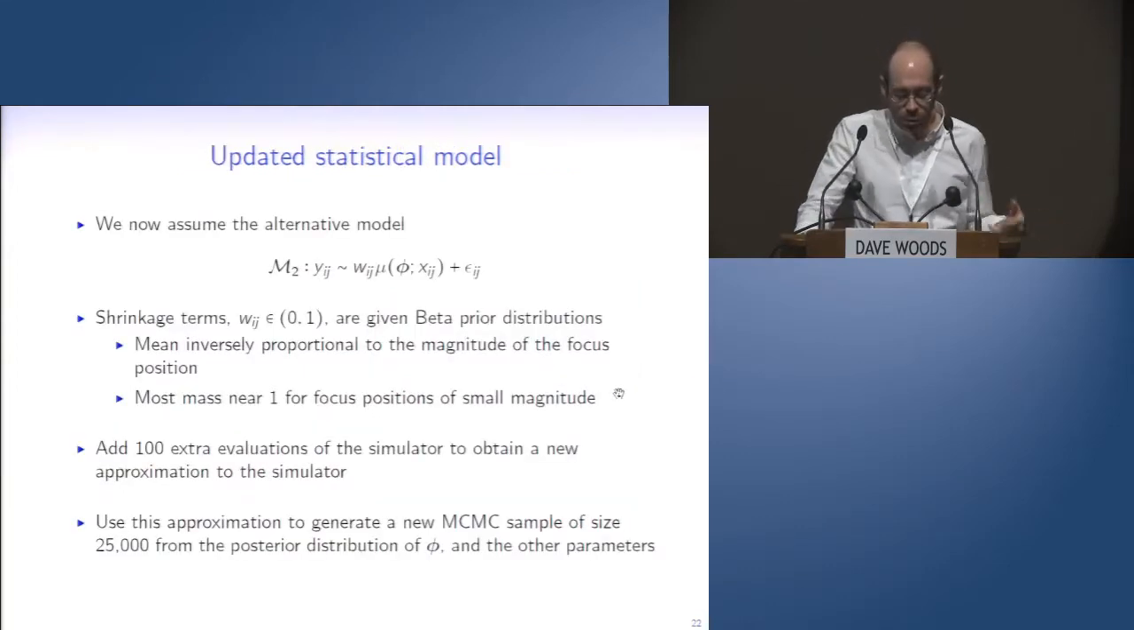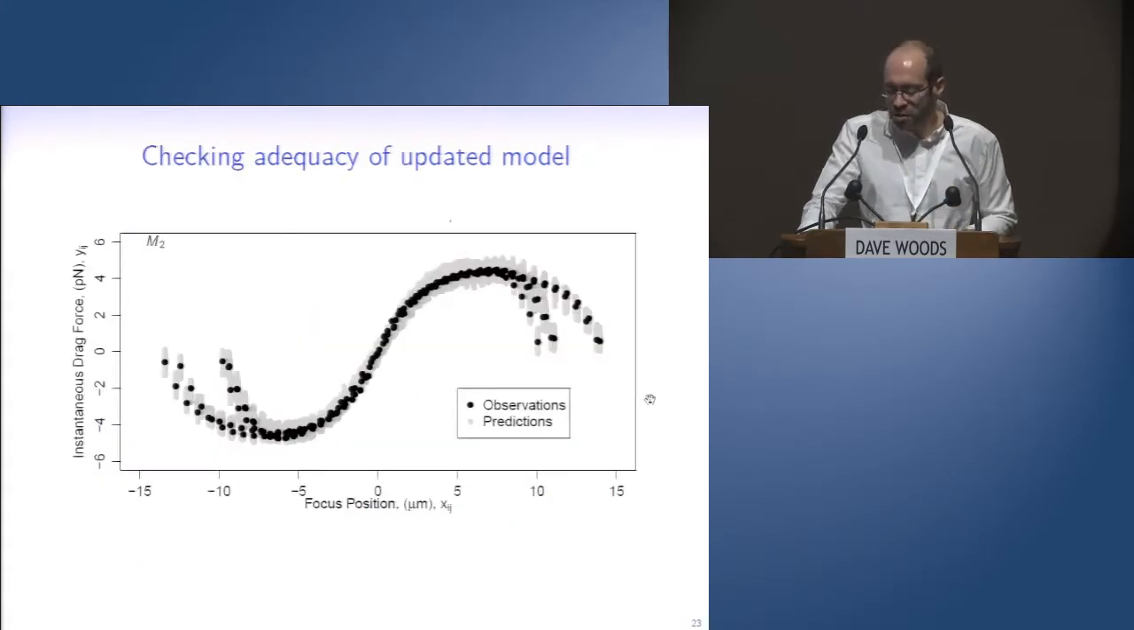Using this model, we add in 100 extra evaluations of the simulator to build a new emulator, and we use this new approximation to generate a new MCMC sample. This is the step you couldn't do if you were just emulating the log posterior, because you wouldn't be able to do predictions from the model. So these are the results from our new MCMC sample. We've got a much more precise posterior using this model, and it explains this tail behavior much better. So we're much happier with the results that we're getting here.